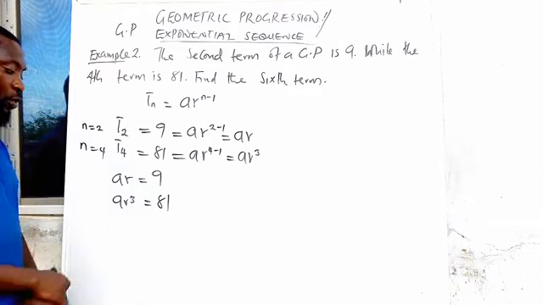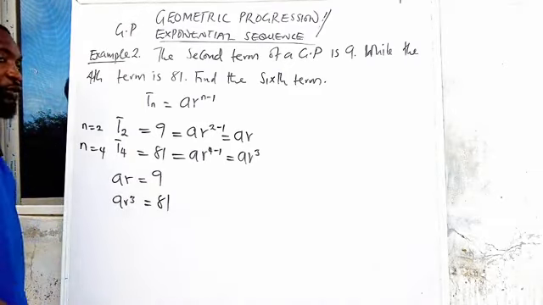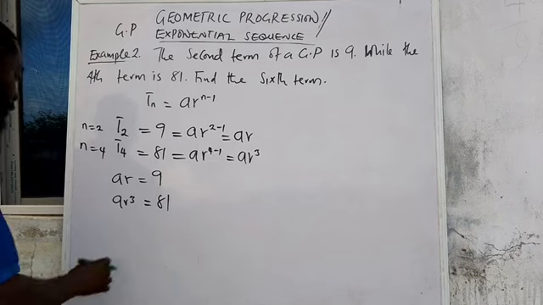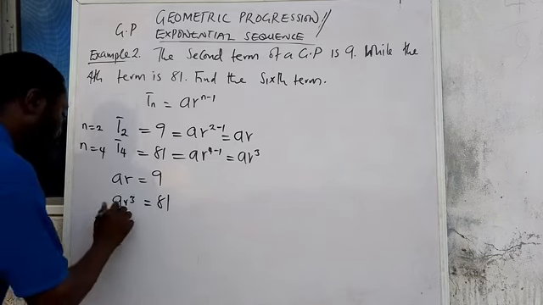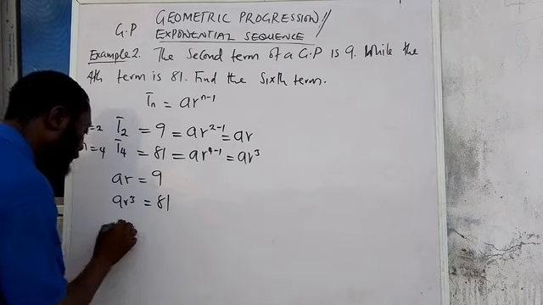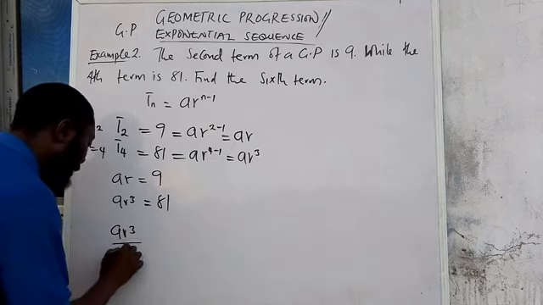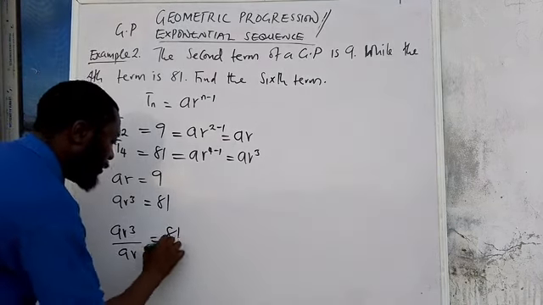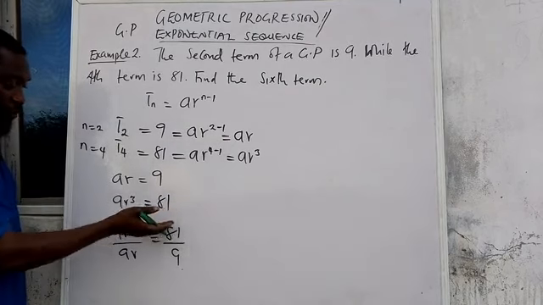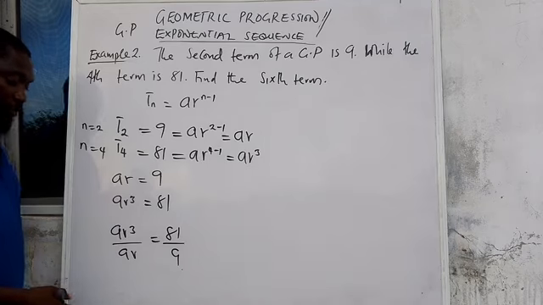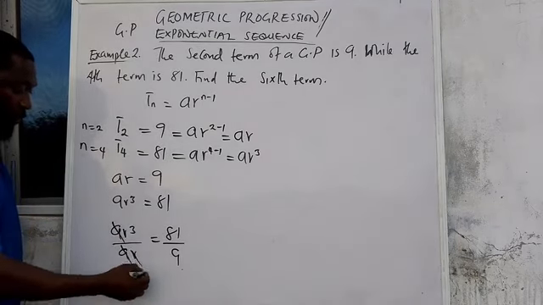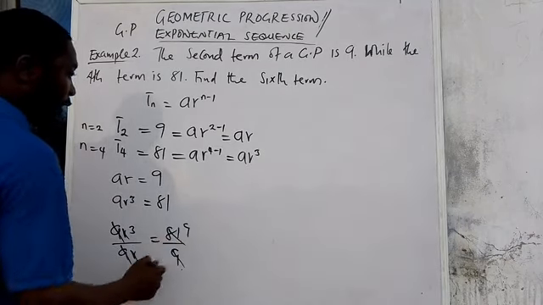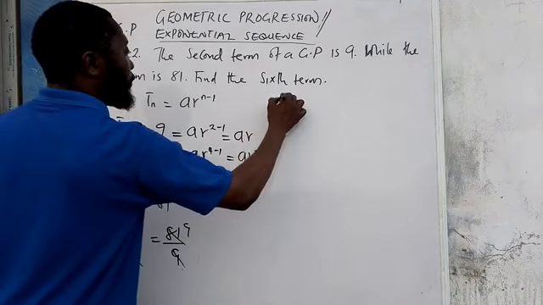Now, what we need to do here, we can divide the two equations in order to solve this. I'm dividing equation 2 by equation 1. So ar^3 divided by ar equals 81 divided by 9. The a is gone. For r, you have just r squared here. So now we have r squared equals 9.